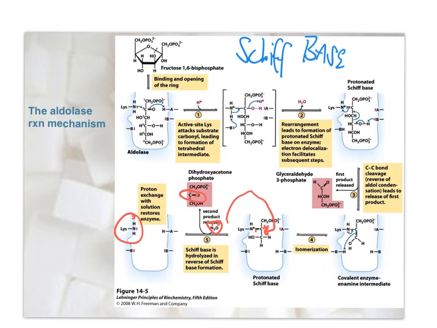So I just wanted to point out the Schiff base. Schiff bases are important. They're used to transfer groups. They're used many times to break carbon-carbon bonds that are next door to it. And they're used for decarboxylation reactions. There's one more I'm missing off the top of my head.